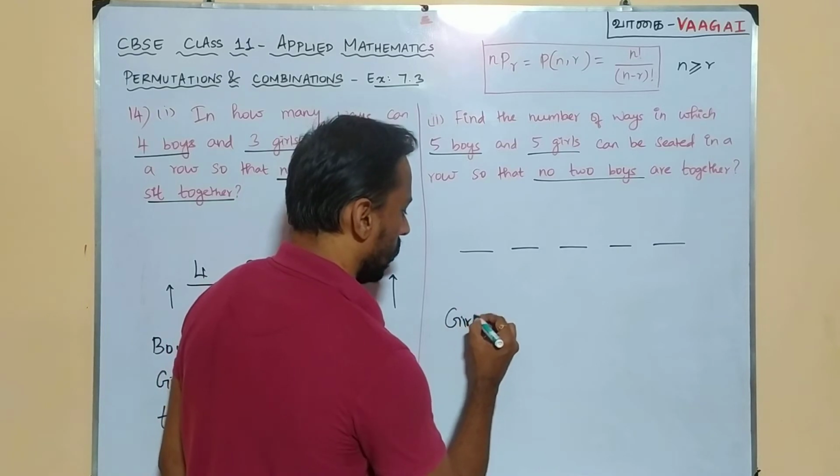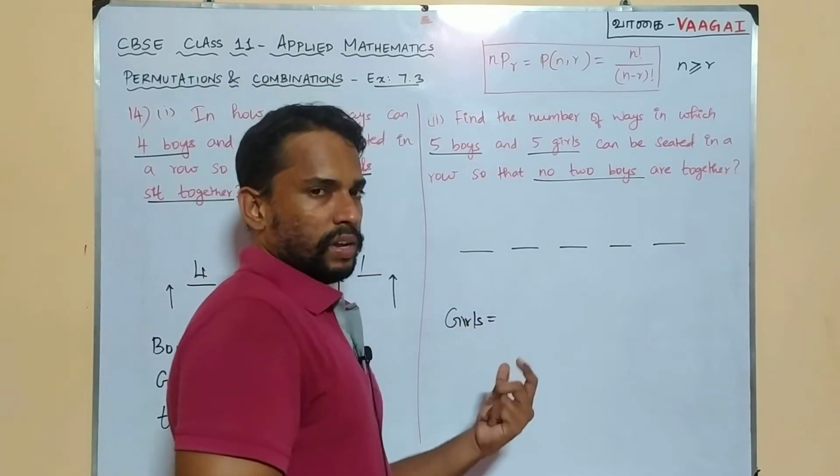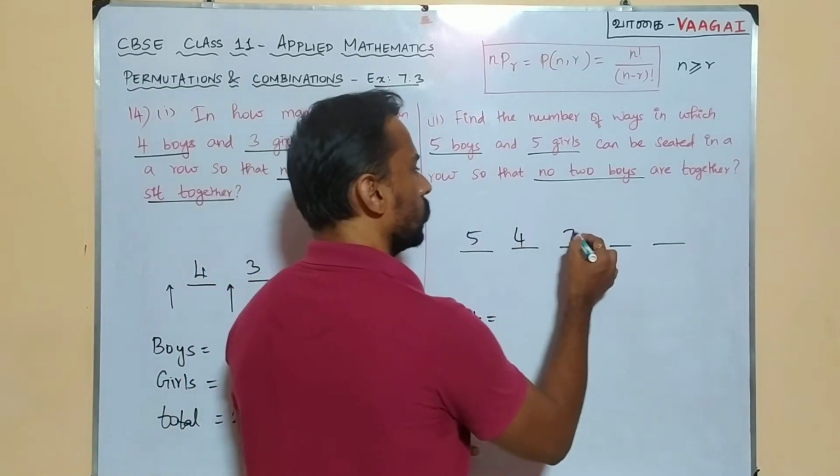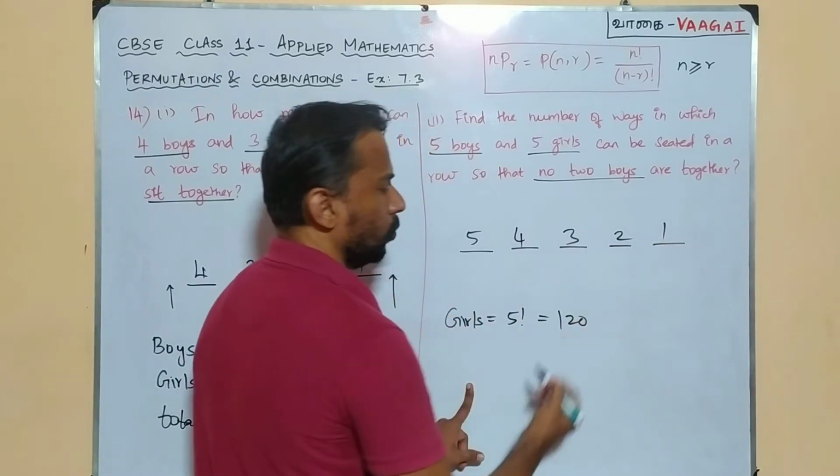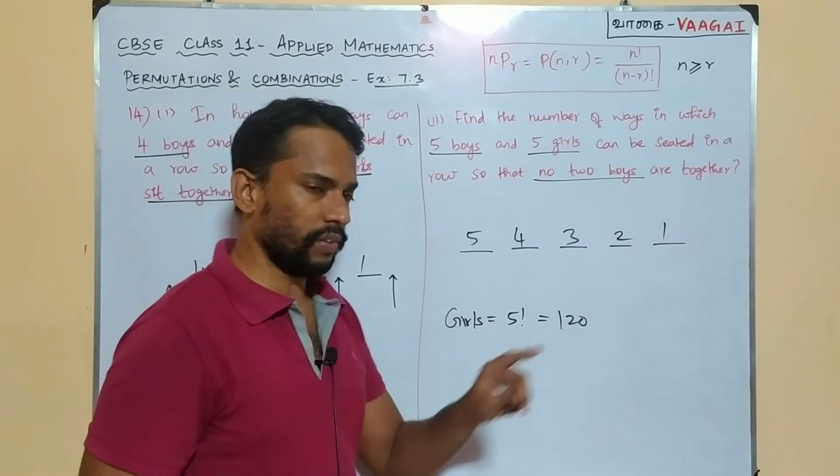So first we will arrange the girls. For girls, how many ways will there be? It will be 5 into 4 into 3 into 2 into 1, very simple, that is 5 factorial. 5 factorial is going to be 120. I'll write it now itself. So for girls there are 120 ways.